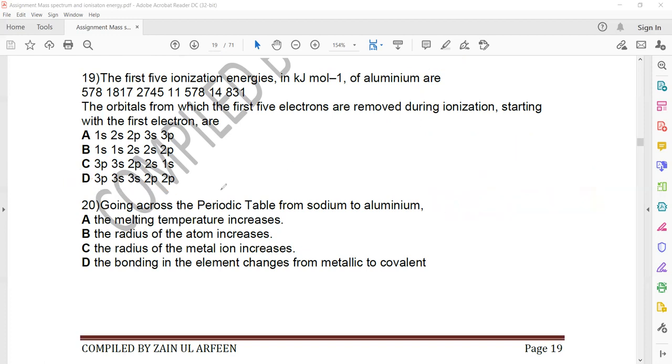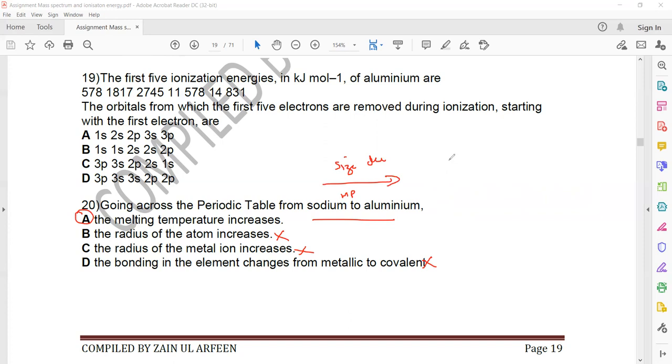In question 20, going across the periodic table from sodium to aluminium, the size decreases and the melting point increases because of greater charge, or a greater number of electrons within the structure. So the melting point increases, that's true. The radius of the metal ion does not increase, it decreases. Bonding of the element changes? No, it remains metallic; it does not change from metallic to covalent.